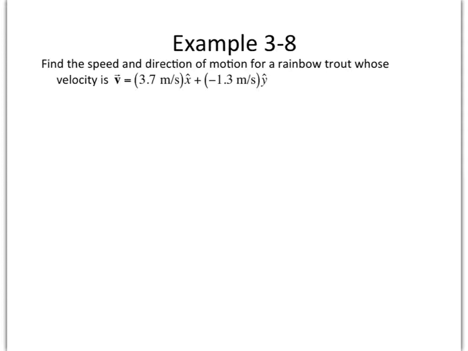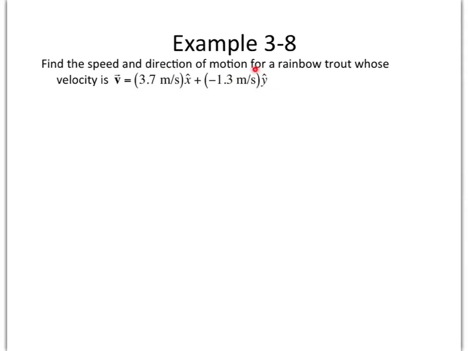All right, so we have a fish moving, a rainbow trout. Of course, it could be anything, honestly. And we're given, this is actually pretty easy, the vector of its motion, its velocity, because this is meters per second. We're given this vector in unit vector notation, okay?